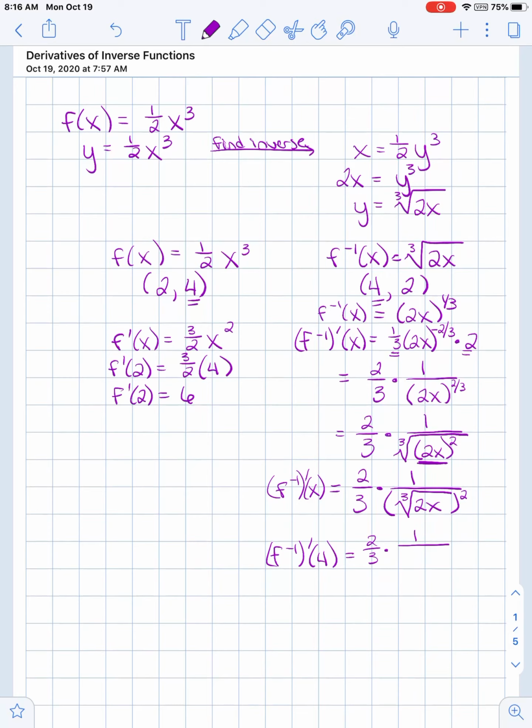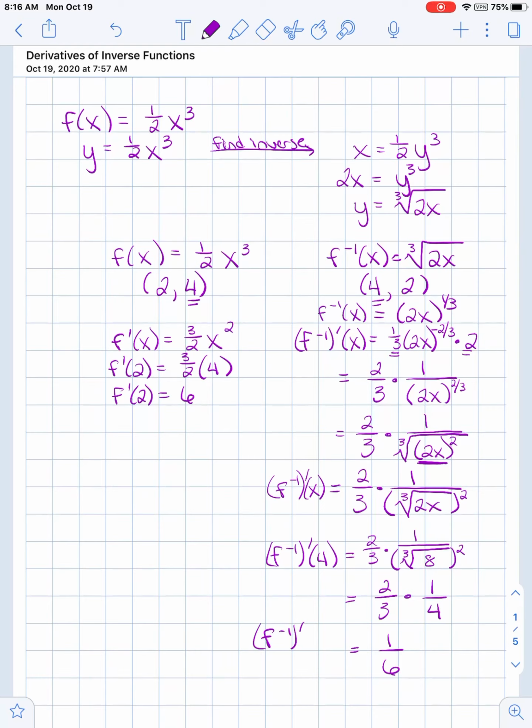So instead, I'm going to keep it like this. I'm plugging 4 in for x. I'm going to say the cube root of 2 times 4. So the cube root of 8 is 2. 2 squared is 4. If I rewrite this, I've got 2/3 times 1/4. And if I simplify that, I get 1/6.